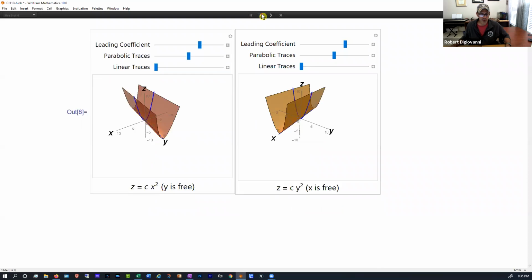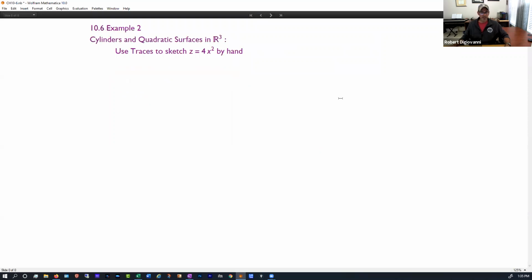So let's go and do this one here. Let's try and sketch this using traces. I hate traces. So here's where I'm going to start. I'm going to do first traces where I use the XY plane. What I mean by that is I'm going to use the XY plane and just move it up and down. So I'm going to use different values of Z. So let me start out with Z equals zero. If Z equals zero, what does that equation turn into?